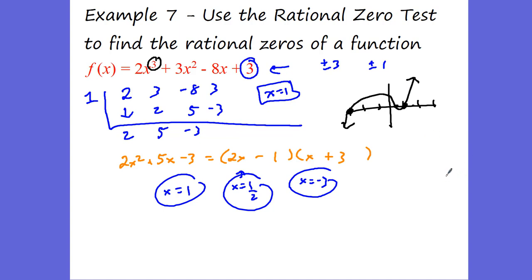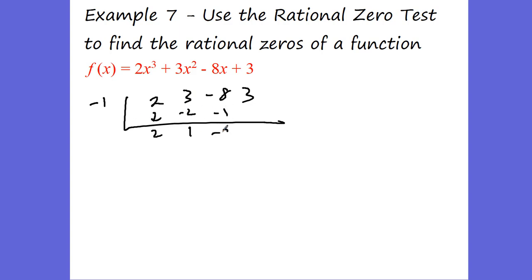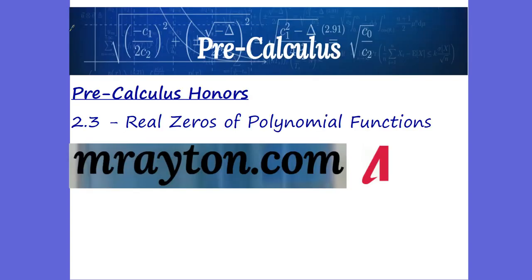Now remember, since synthetic division is so quick, let's say I started with negative 1. I went 2, 3, negative 8, and 3, and I have 2, negative 2, that's 1, that's negative 1, that's negative 9. Oh, that's not going to give me a remainder of 0. That's wrong. Let me go to positive 1. You can do it so quickly with synthetic division. It really, really helps out.